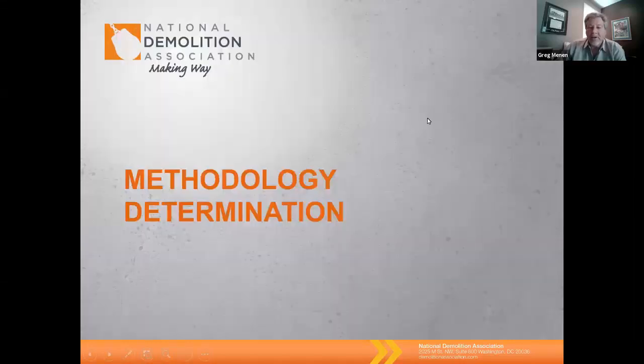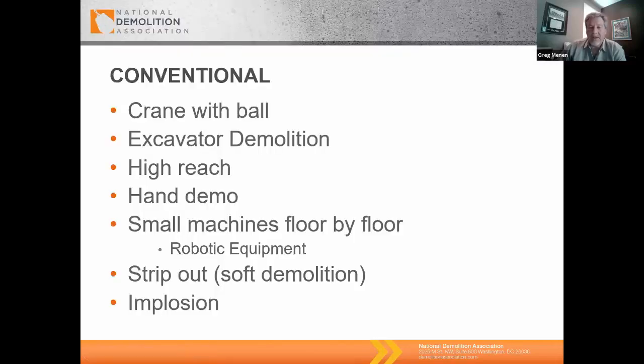So, methodology determination. We talked about this a little bit earlier, and this is one of the things we want to introduce during the course. I've been very fortunate to be involved in the conventions we've had for 3 years, which we just finished up, to actually have a live demonstration. The live demonstration as part of this convention gives the ability to see the different types of tools and equipment that are out there.